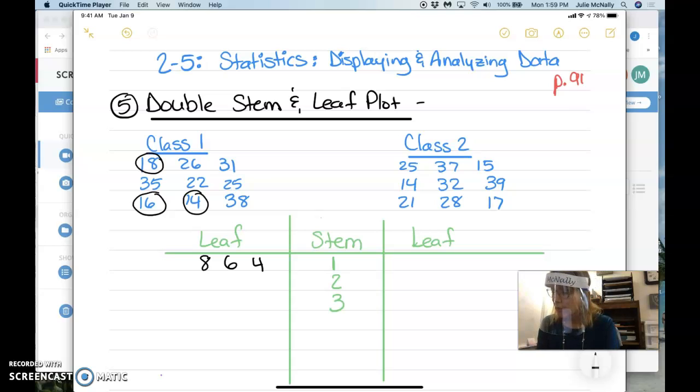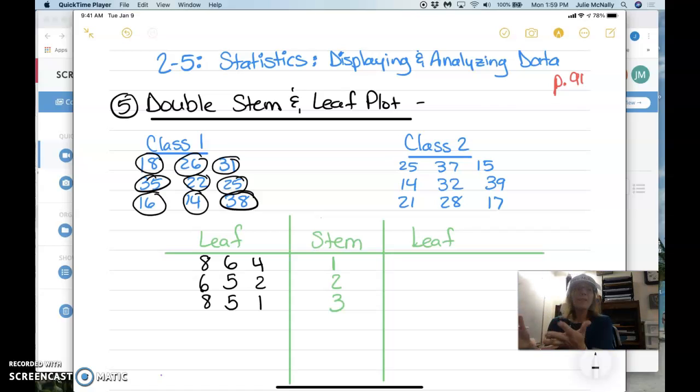Then I'm going to write down my 20s, 22, 26, 25. So I got 2, 5, and 6. Notice how I'm lining my numbers up. And then my 30s, 31, 35, and 38. 1, 5, and 8. So in class 1, my scores all fell very evenly in the 10s, 20s, and 30s.